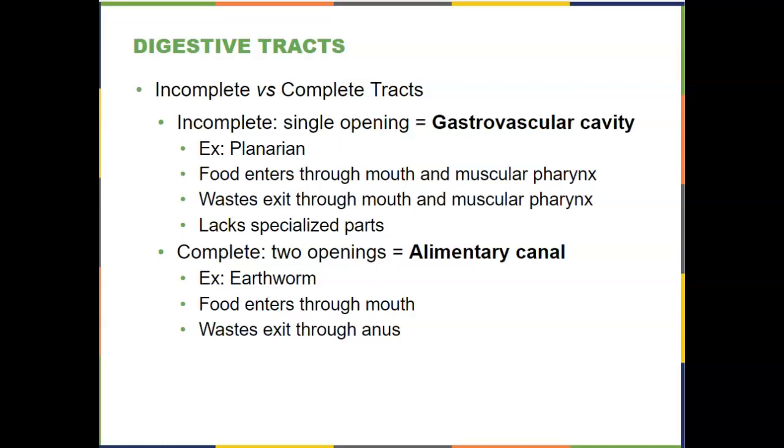The other, far more common and much more efficient system is an alimentary canal, which is a complete digestive system. Food comes in through our mouth. There are various regions that specialize in different steps of the digestive process, and then wastes exit through the anus. And this is a continual digestive system. You can continuously eat, continuously digest, absorb, and excrete.